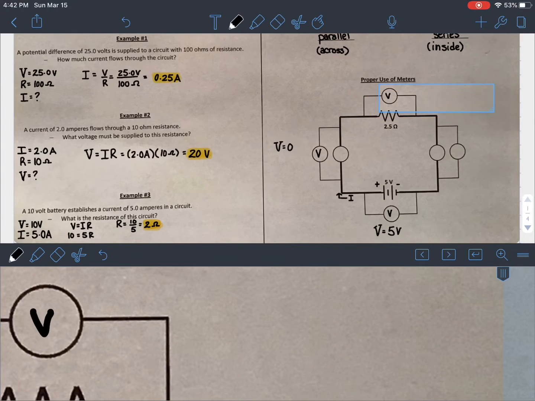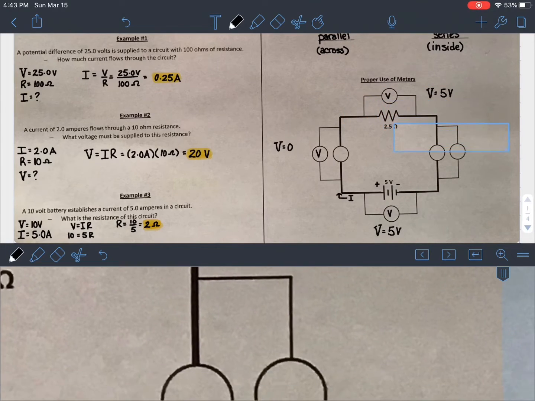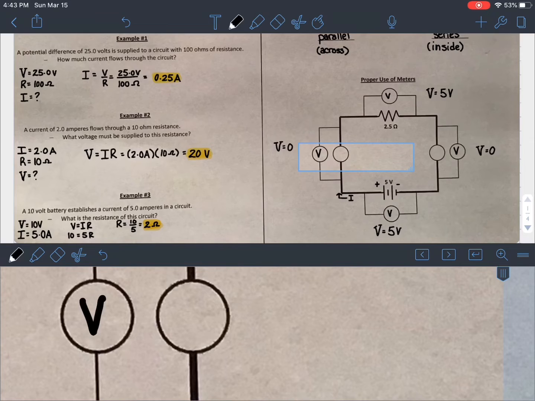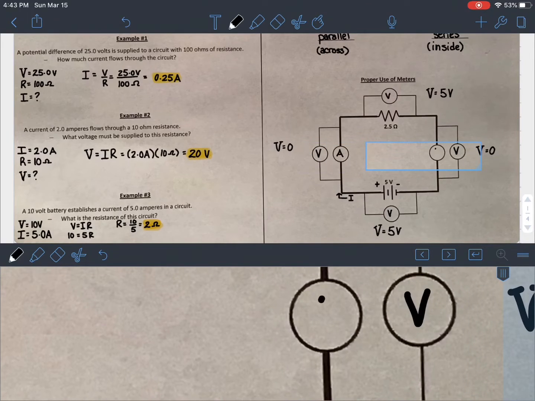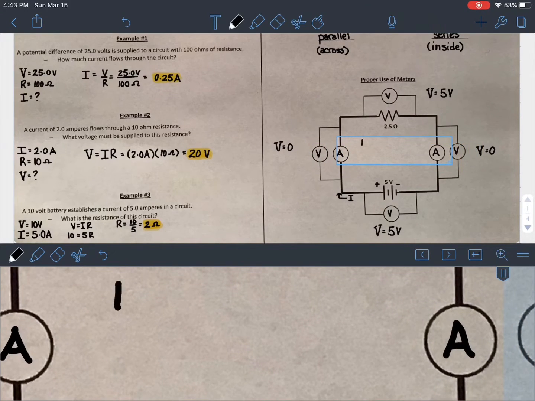Here, if I measure the voltage, this is the only component in the circuit. So this is where we're going to use our 5 volts, and the drop will be 5 volts. And again, here, we're not measuring across any component. It's going to be a potential difference of 0. I almost wrote current there instead of ammeter. Ammeters are going to be in the circuit.